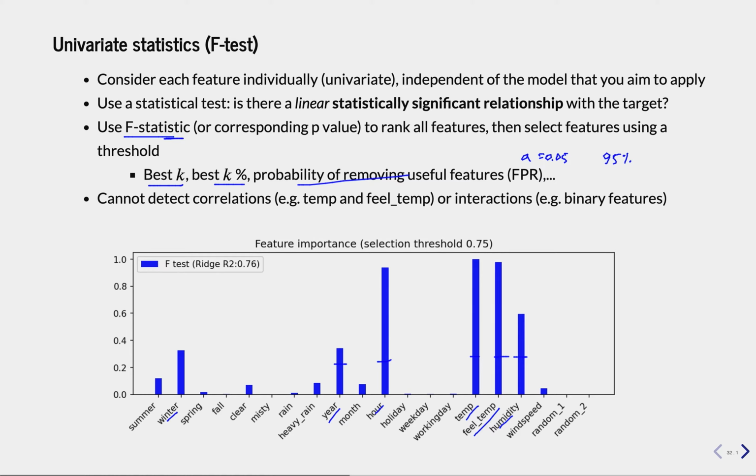Now, one problem with these univariate statistics is that they cannot detect correlations. Right? In this case here, temperature and field temperature are both deemed very important and both almost equal importance. Right? So this test has no idea, while it's computing importance for temp, that there's another feature, field temp, which has more or less the same information. It can't do that. It also can't detect interactions between, for instance, these binary features like summer, winter, spring, or fall. It will find all of them interesting because it cannot learn that there's any kind of interaction between them. Right? For instance, if it's summer, it can't be winter, right? But these methods cannot detect something like that.